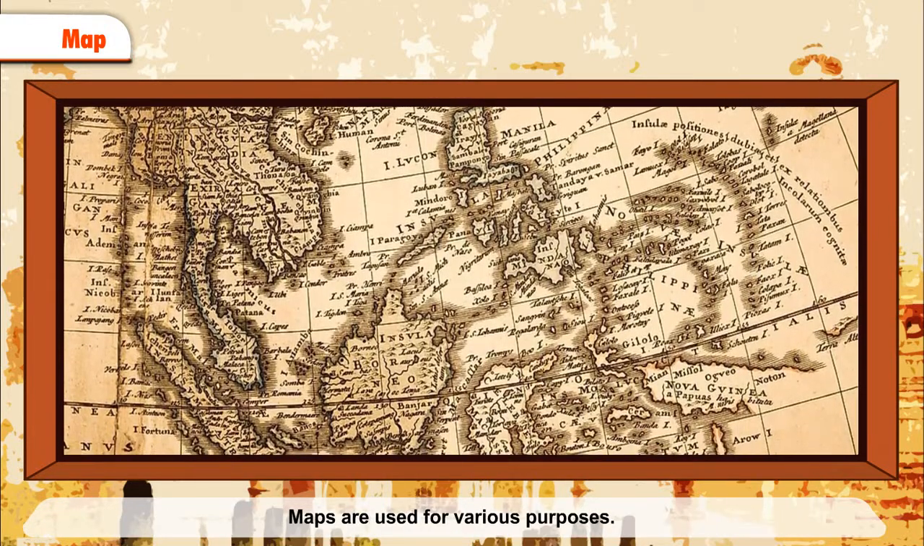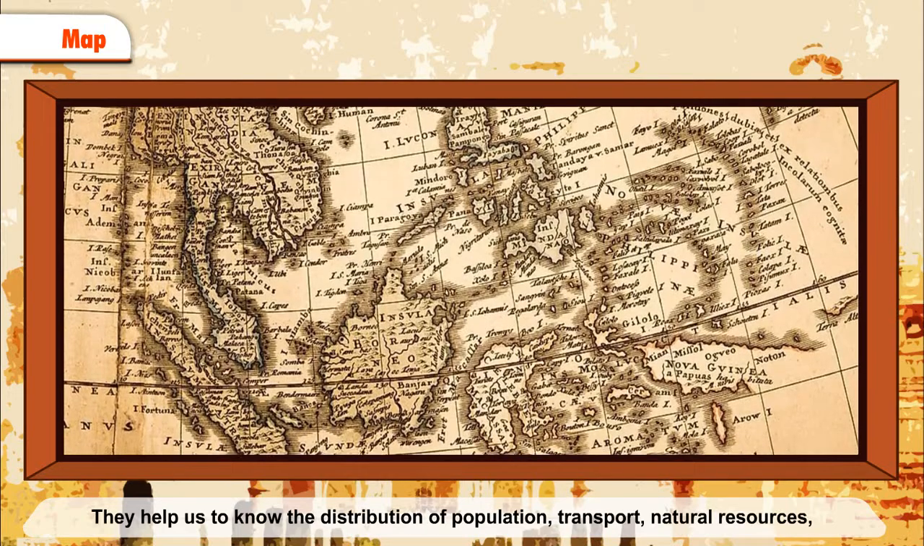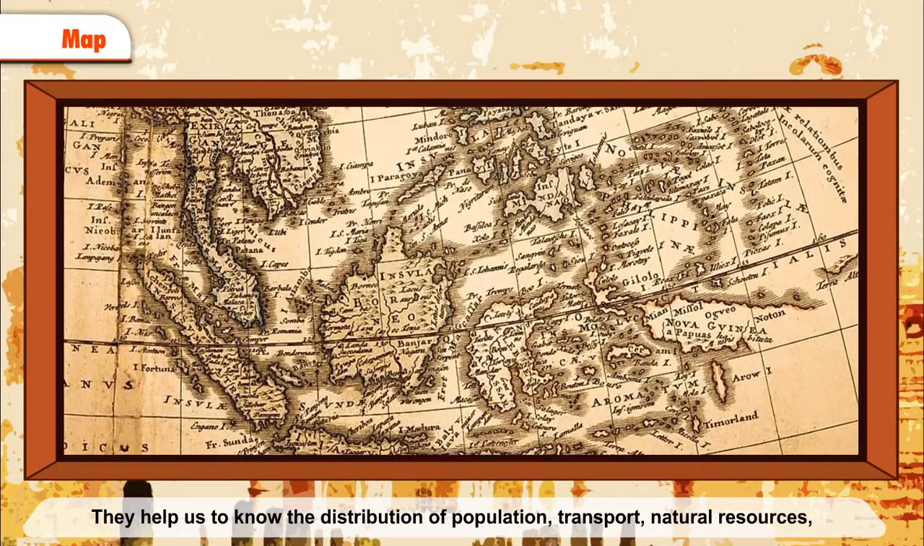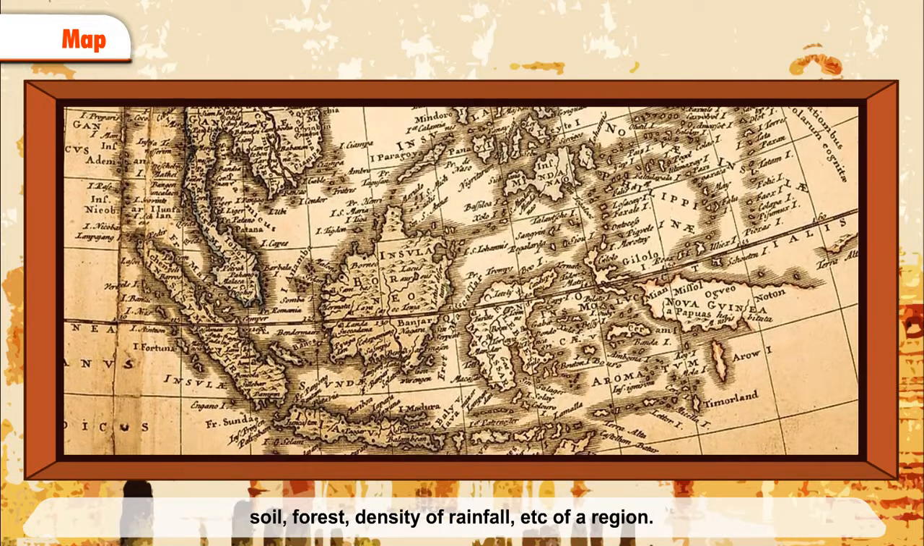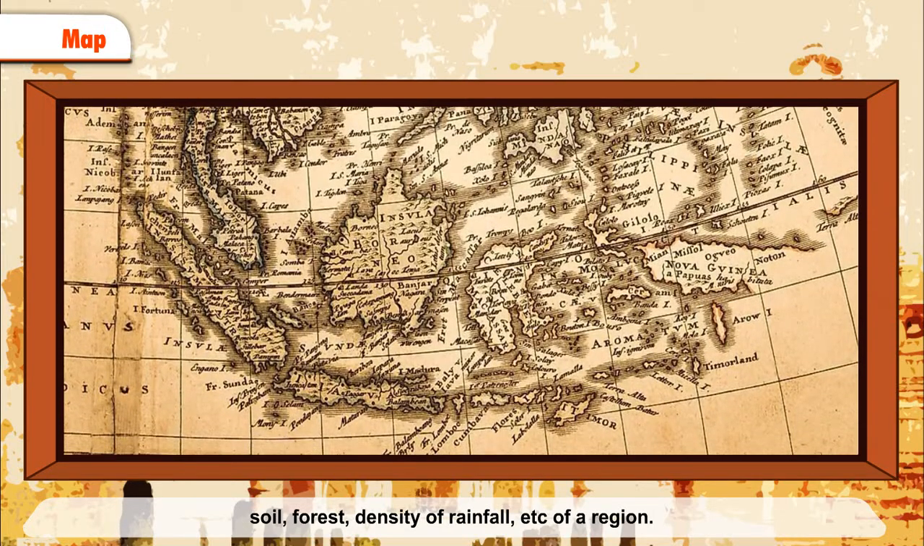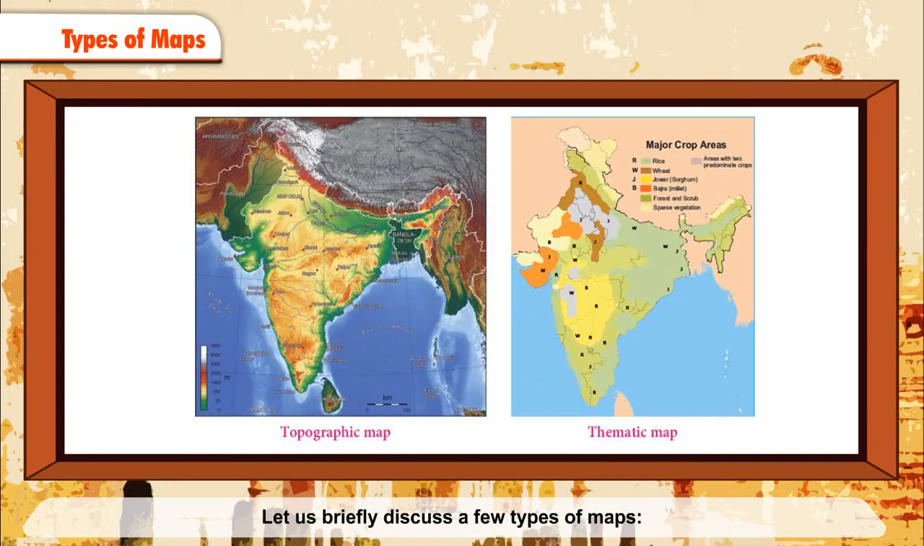Maps are used for various purposes. They help us to know the distribution of population, transport, natural resources, soil, forest, density of rainfall, etc. of a region. Types of maps. Let us briefly discuss a few types of maps.